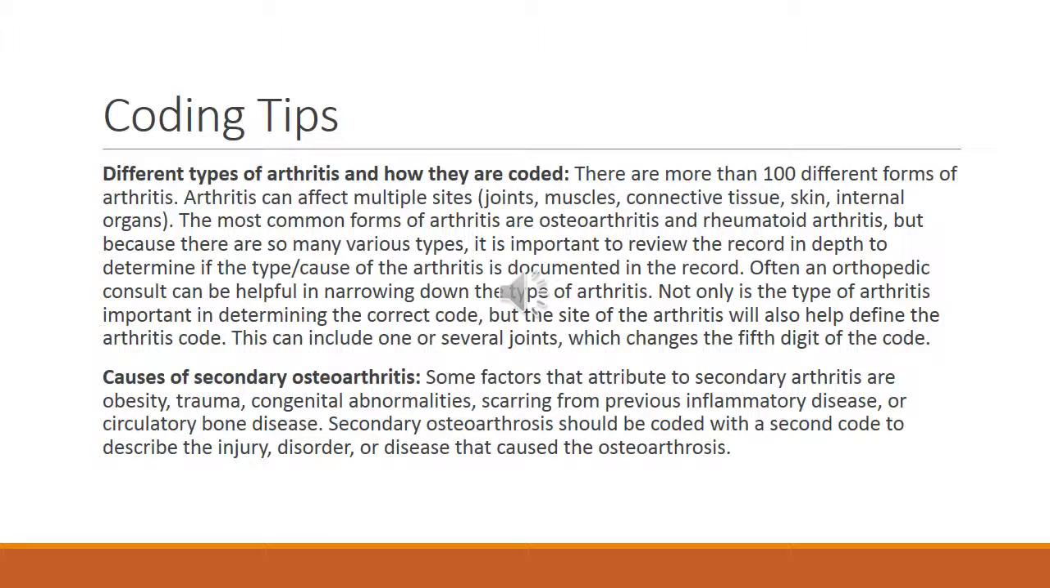Okay, causes of secondary osteoarthritis. Now, some factors that contribute to secondary arthritis are obesity, trauma, congenital abnormalities, scarring from previous inflammatory disease, or circulatory bone disease. Secondary osteoarthrosis should be coded with a second code to describe the injury, disorder or disease that caused the osteoarthritis.